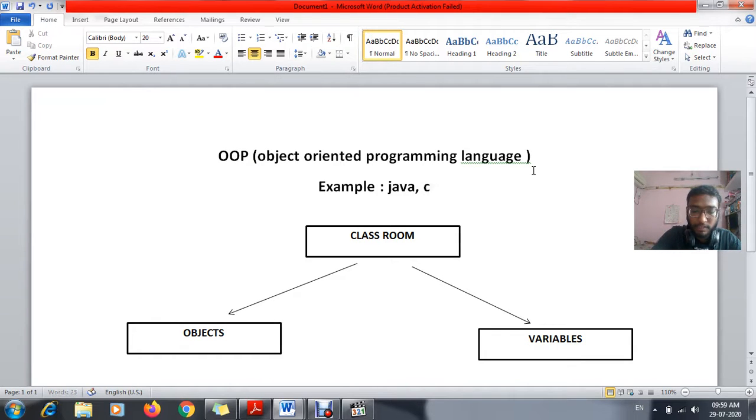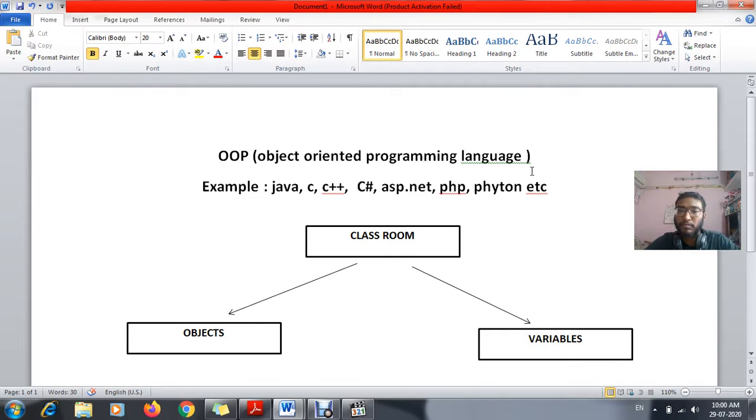Examples: Java, C, C++, C Sharp, ASP.NET, PHP, Python. Python is also a programming language. These are your examples of programming languages.